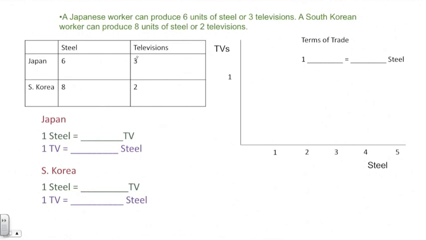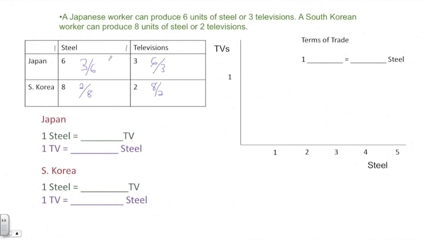So for example, I will take my 3 and put it over the 6. Over here, I'll take the 6 and put it over the 3. 2 over 8 and 8 over 2. And effectively what this is going to help us do is to determine what we call the per unit opportunity cost. As each of these nations produce one steel or one TV, within the table will represent the opportunity cost of production. So the next thing I need to do is to reduce down all of these fractions.